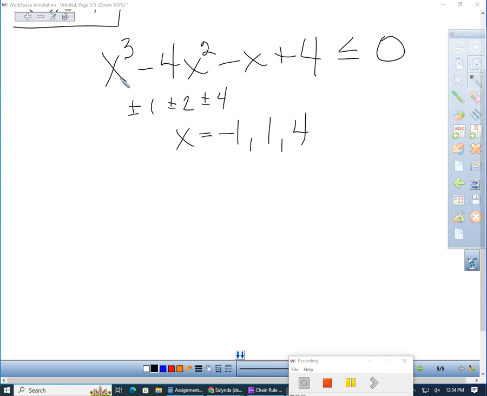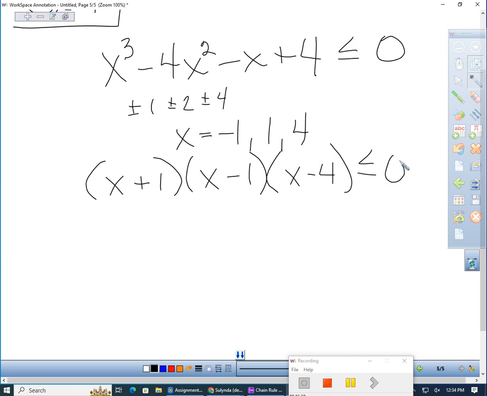Signs table? All right. So what this actually came out to be was the factors of x plus 1, x minus 1, and x minus 4 less than or equal to 0. So in my signs table, I have -1, 1, and 4. If you still have your graph up, you may be able to see this. If I go less than -1, so like -5, my first parenthesis would be negative, right? -5 plus 1 is a -4. My second parenthesis would be a negative, and my third parenthesis would be a negative. So negative times negative times negative is still negative.